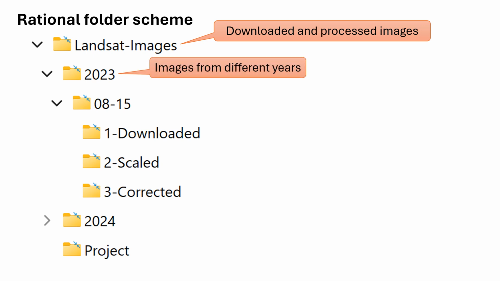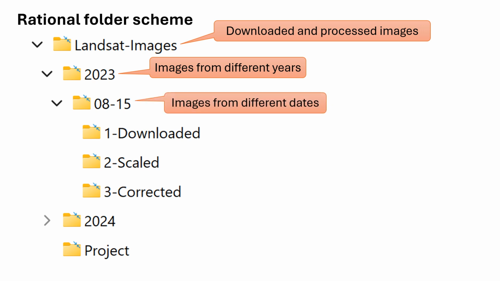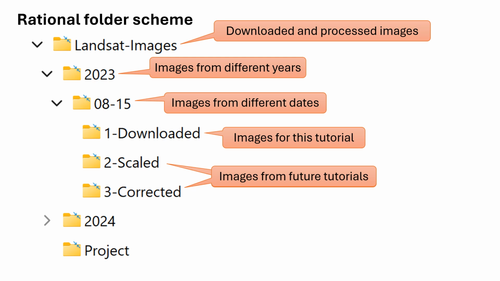The first level down contains images from different years, and the next level down contains images from particular dates within each year. The bottom level folder contains the images that we will be downloading in this tutorial and folders that we will be using in future tutorials. There is also a folder containing the QGIS project you will be using to process images, along with any other QGIS-related files used here.